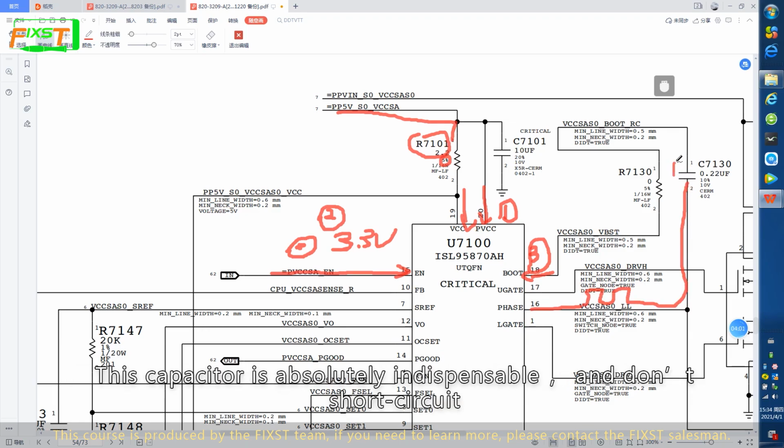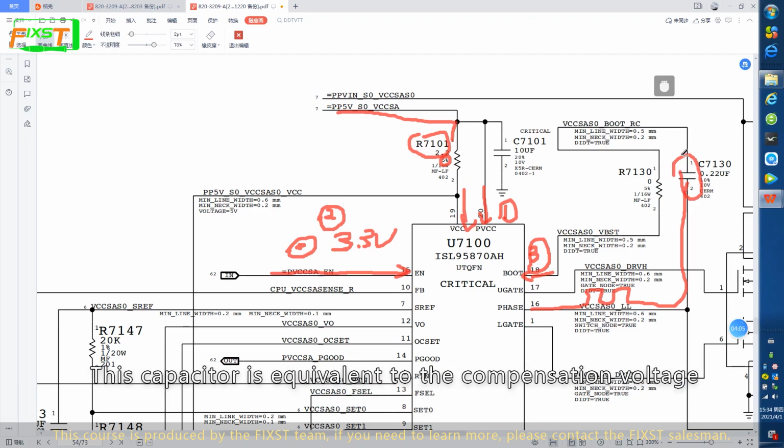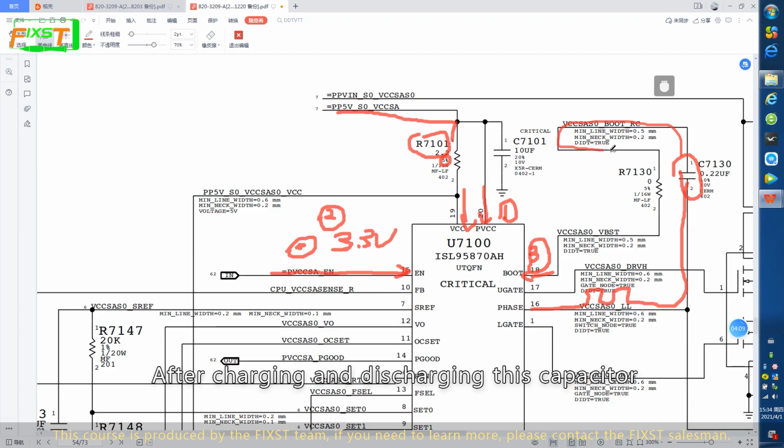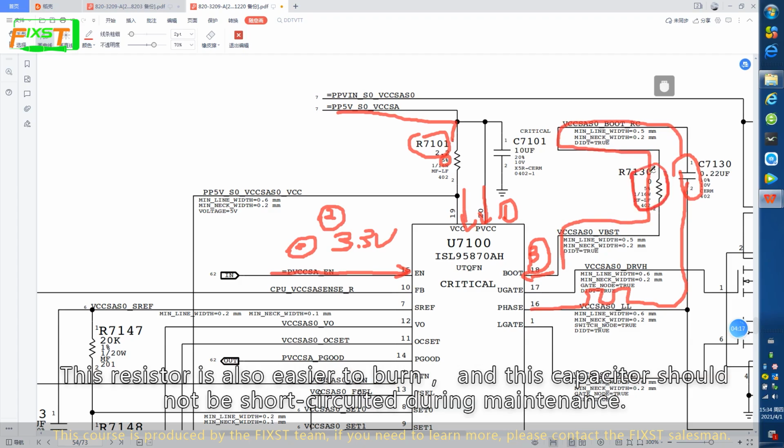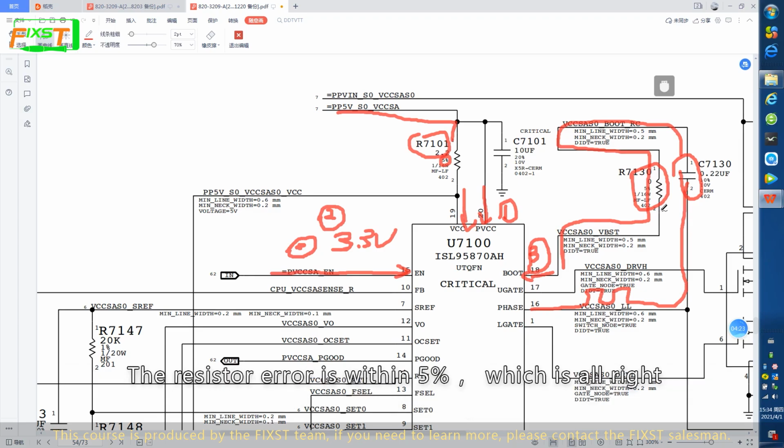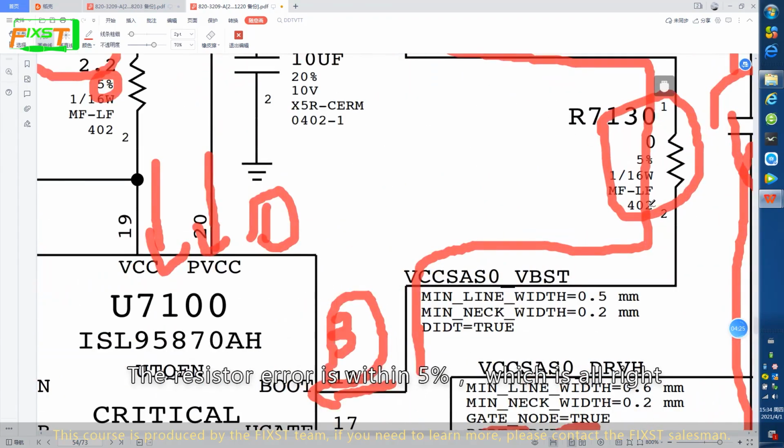This capacitor is absolutely indispensable, and don't short circuit it. This capacitor is equivalent to the compensation voltage. After charging and discharging this capacitor, it goes through this 0 ohm resistor, R7130. This resistor is also easier to burn, and the capacitor should not be short circuited during maintenance. The resistor error is within 5%, which is alright.